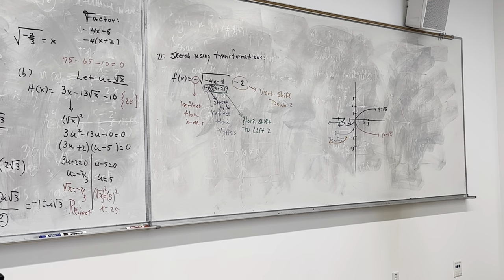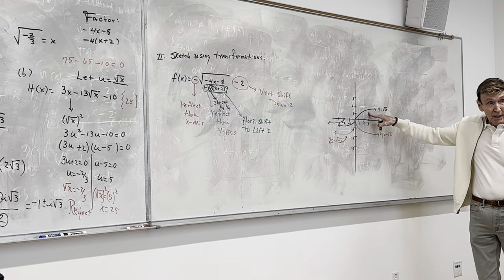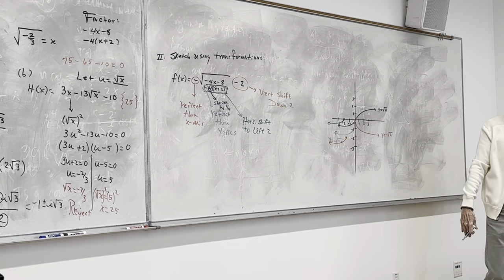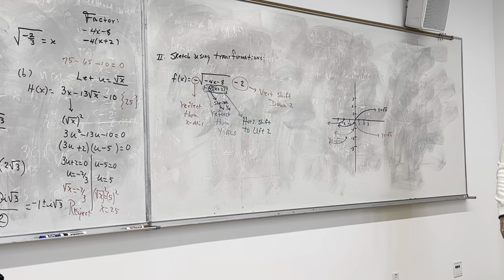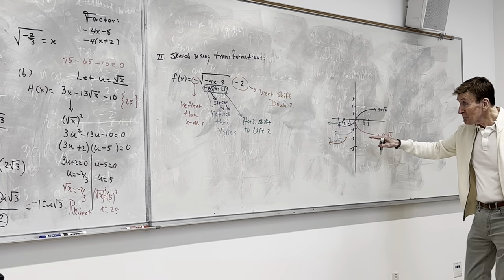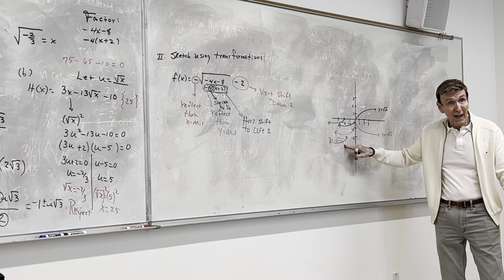Guys, I'm going to go back to the parent graph. Here's the parent graph. Let's take a point on the parent graph and take it through the transformations and see where it lands. If it lands outside this color here, I have a problem.